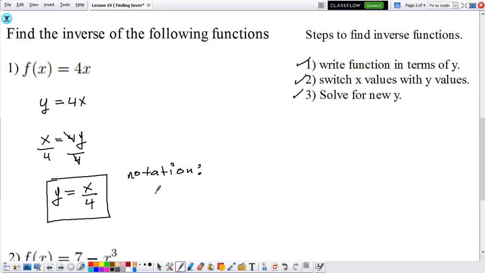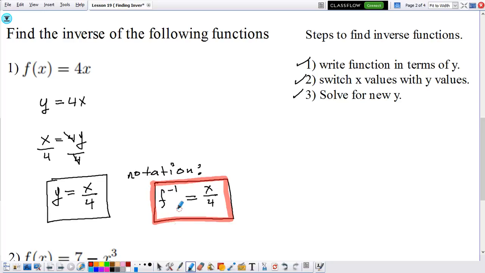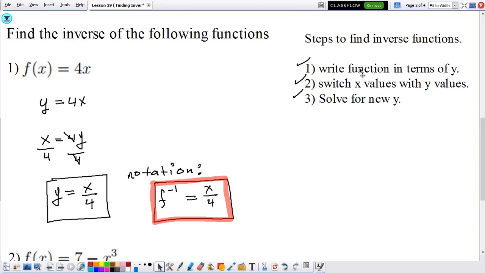The notation that we're going to be using for inverses is f with the -1 on top of it. So f -1 is equal to x over 4. This will be considered your final answer because it's using the correct notation. When we talk about inverse, we've got to use the notation of f -1. So now let's look at the second example here. Let's bring down our steps.